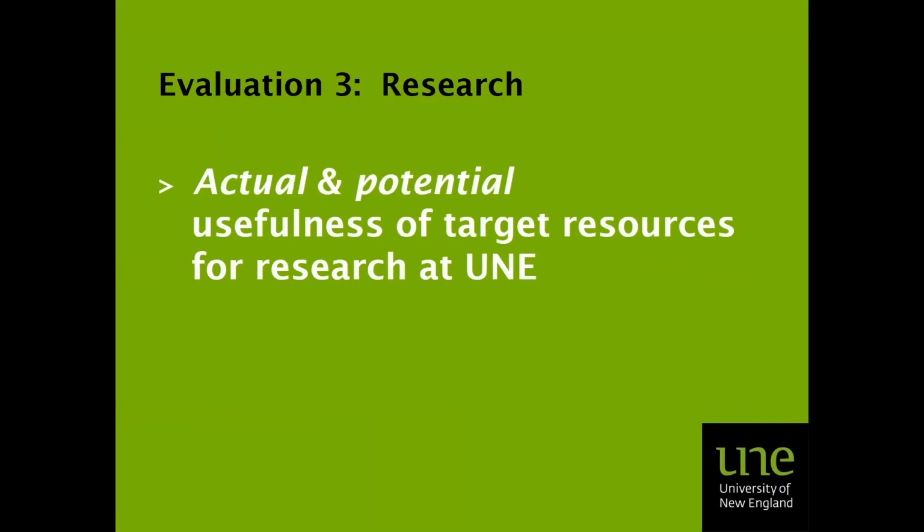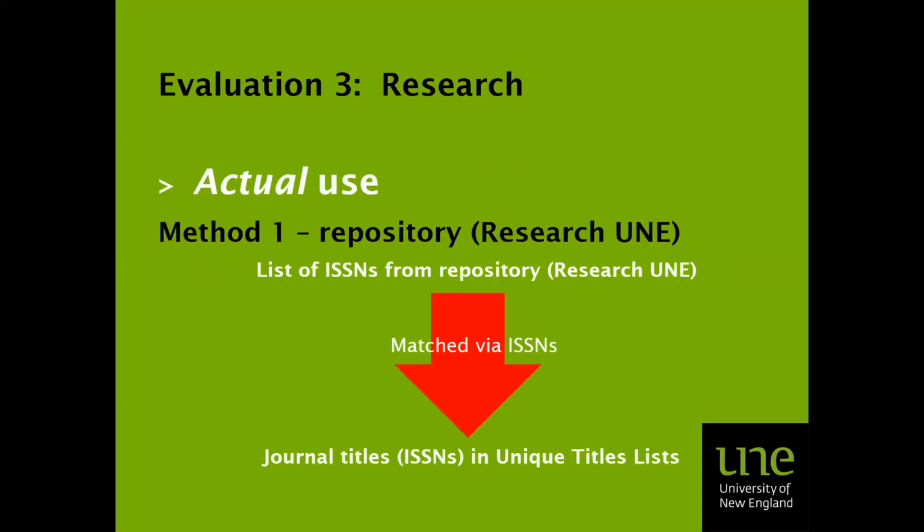This third step in the evaluation process, the substantive topic of this paper, was to determine the actual and potential usefulness of the identified unique titles for research. The first task was to determine how the target resources had been used in research produced at the University of New England. This was done in one of two ways. The first method involved matching ISSNs from our unique title lists with a complete set of ISSNs culled from our institutional repository.